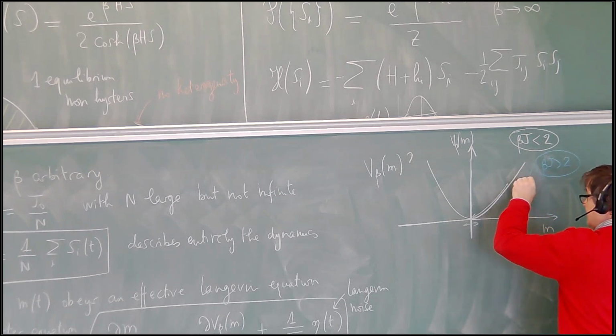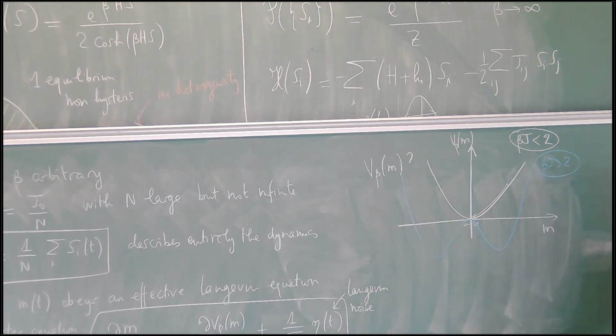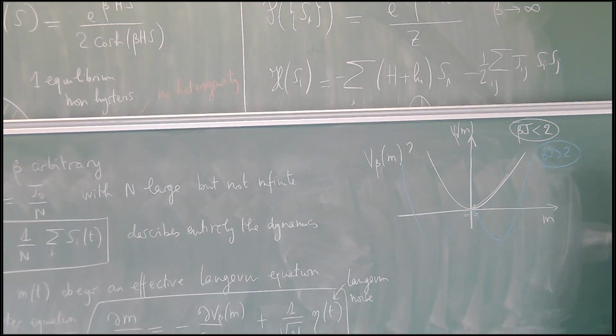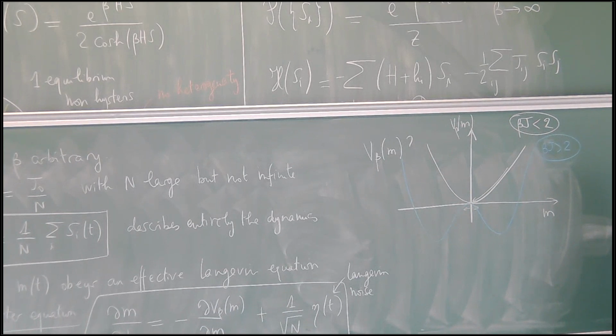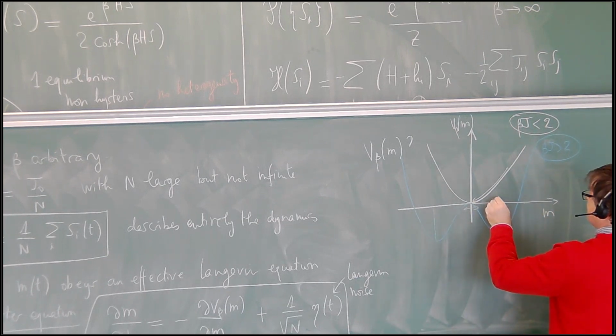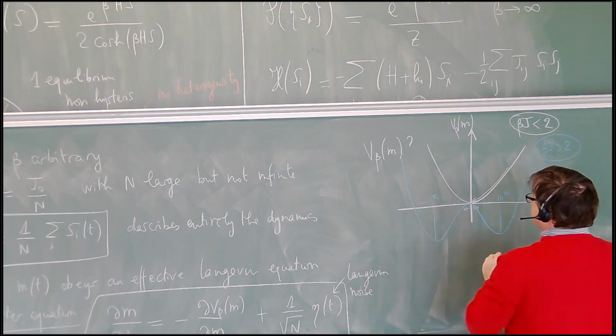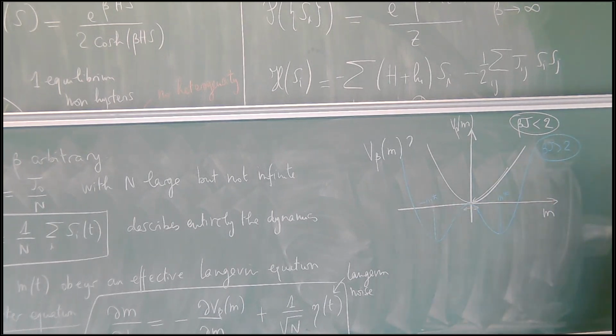Then what you get is the famous Mexican hat potential or double well potential. So do you see blue? Hello? Can you see the blue color? Yes, okay. So now what you get is a standard theory of phase transitions where there are two stable states, minus m star and plus m star, and an unstable state at m equals 0.